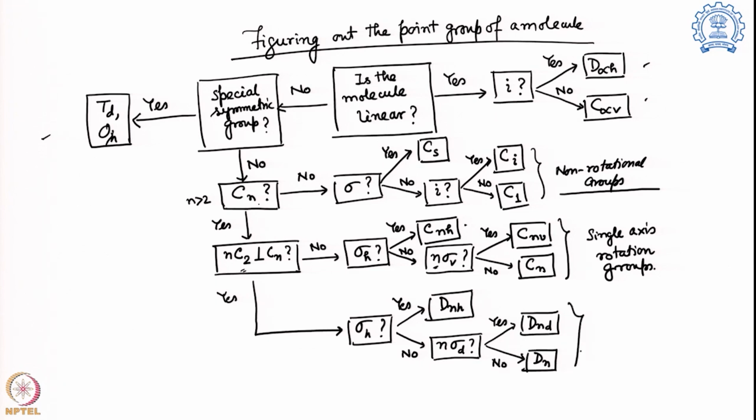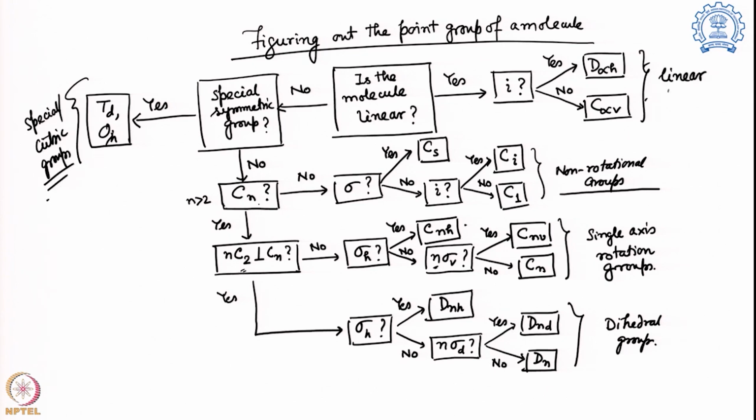So, by that I can separate out all the dihedral groups, and this is the special group, or cubic symmetry groups, and these are the two linear molecules, and with that we cover all the different groups possible in a molecule.